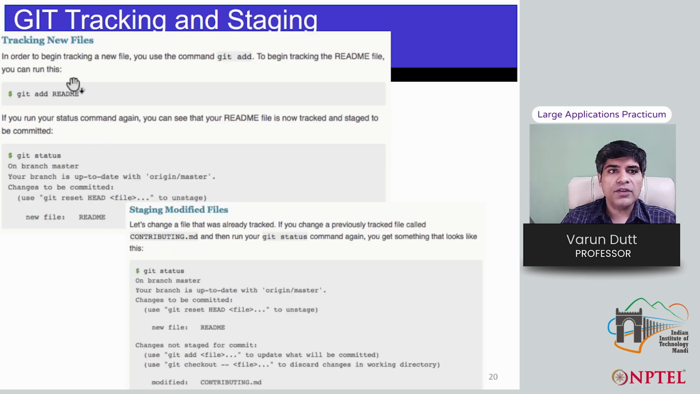So the next thing is to track this file, and in order to track the new file, you basically will run git add. So git add will add the file into the tracking, and then when you run this, you will see that your branch is up to date. And if you want to unstage a file, or not be part of the commit, then you need to run git reset HEAD filename, and the new file is this.